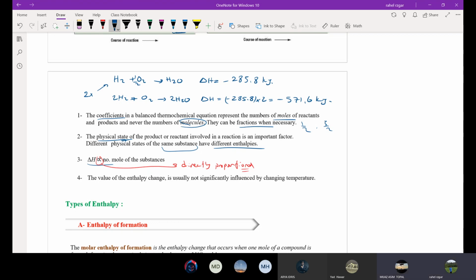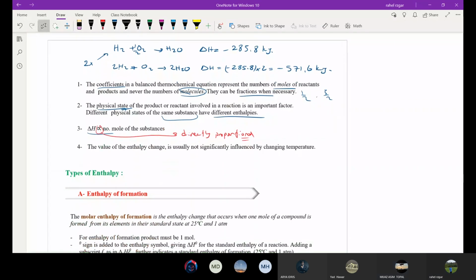So we don't care about the negative sign? We should care about the amount. Exactly. The negative tells you that the energy is released. That's what it means. Is it clear? Yes. Okay, thanks. Welcome. All right.